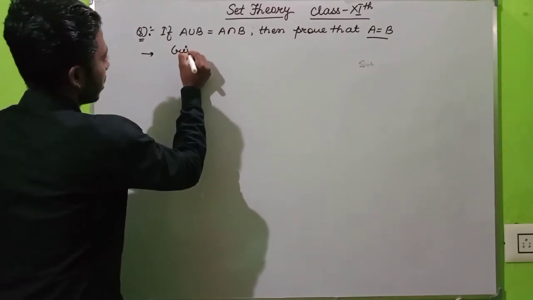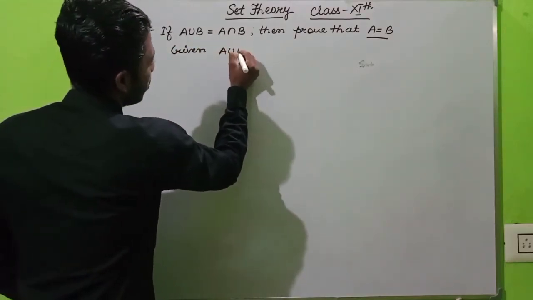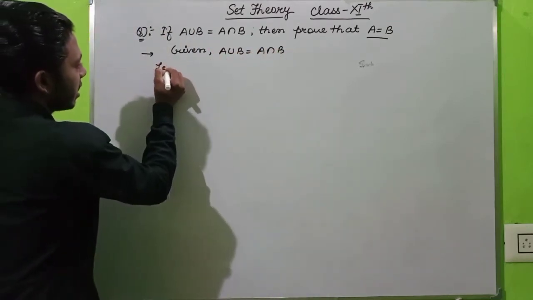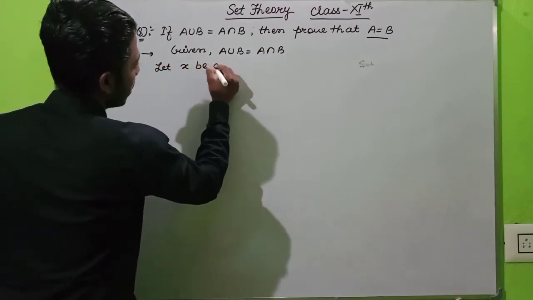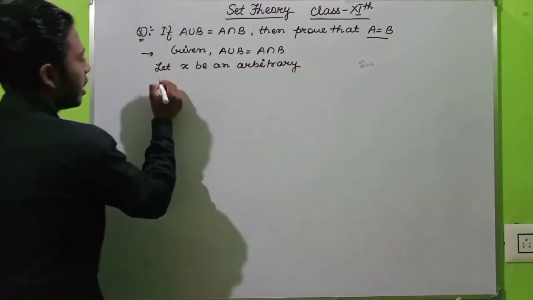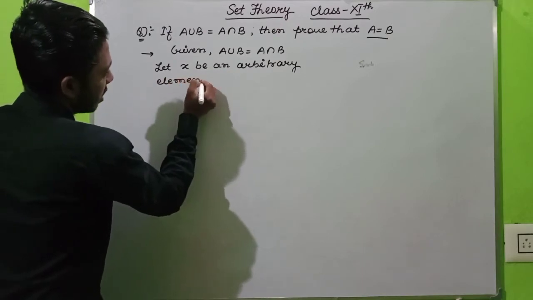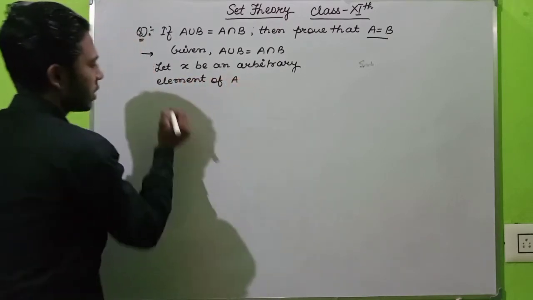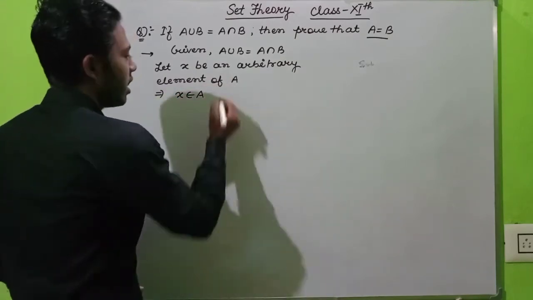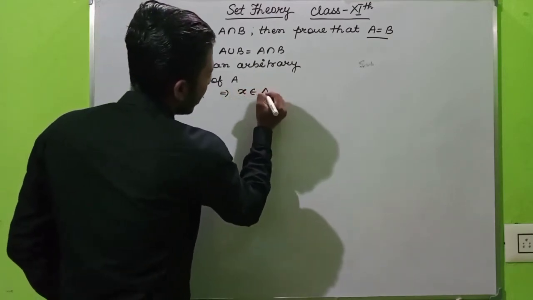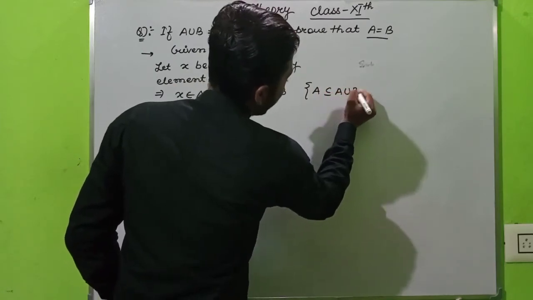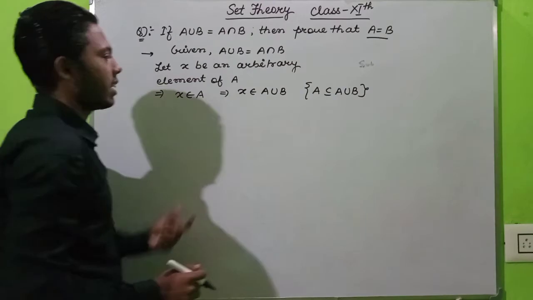Given part: A union B is A intersection B. This part is given. Let X be an arbitrary element of A. This implies X belongs to A. X A का एलिमेंट है तो X A में लाई करेगा. This implies we can say that X belongs to A union B as A is a subset of A union B. A में जो एलिमेंट होगा वो A union B में लाई करेगा, एग्जिस्ट करेगा.